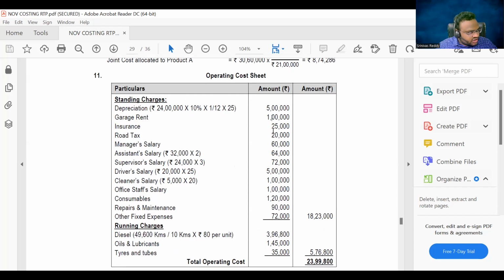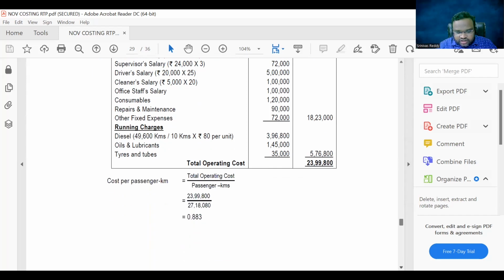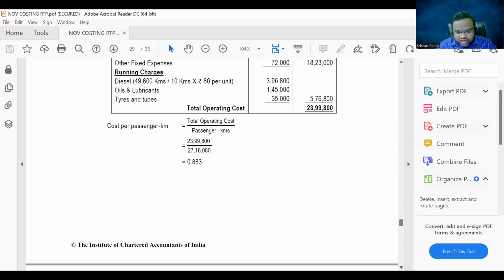Insurance. So this is all incurred, right? So insurance, road tax, manager salary. If it is 2, if it is 3, you should work it out. So running charges, how many kilometers are there in the working note.